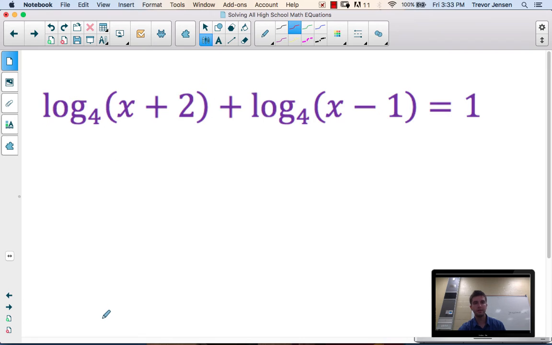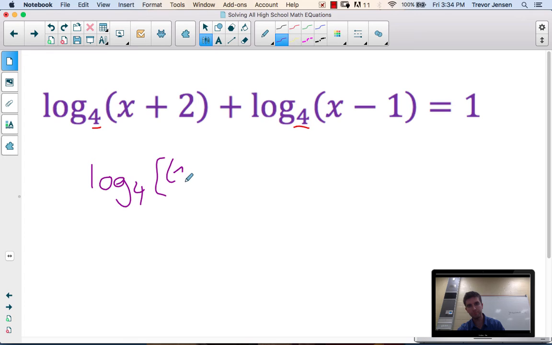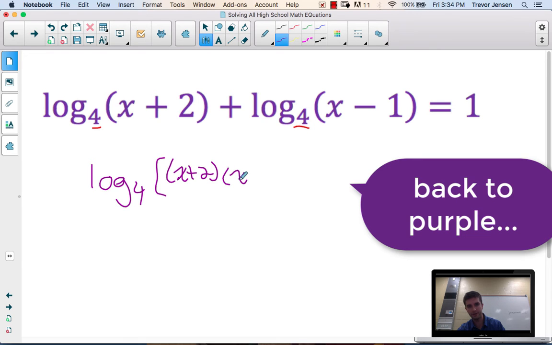How about this one? More than one logarithmic expression in the equation. Well, there's a rule for that, the power rule of logs. When adding logs that have the same base, they're both base 4, we can combine them, write them as a single log with that same base, but we have to multiply the arguments together.